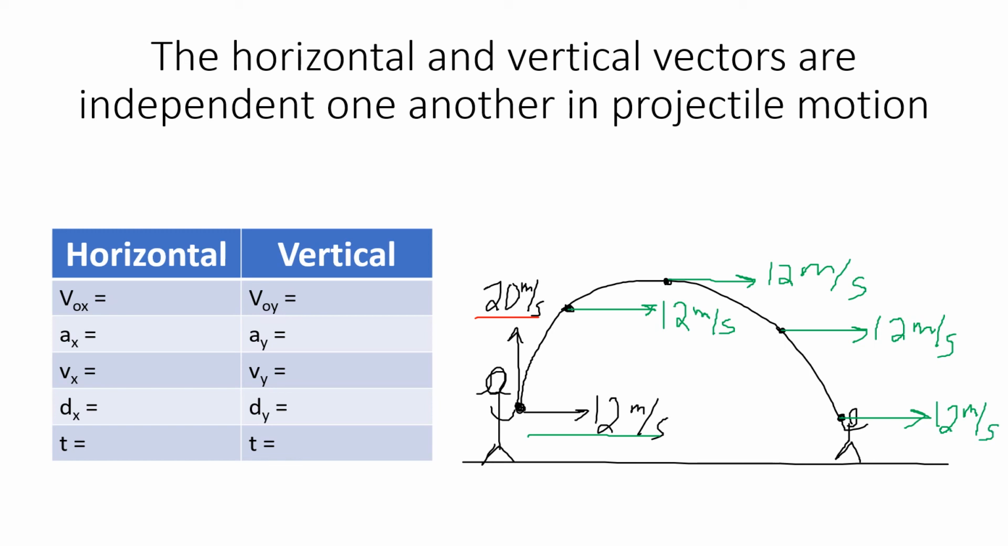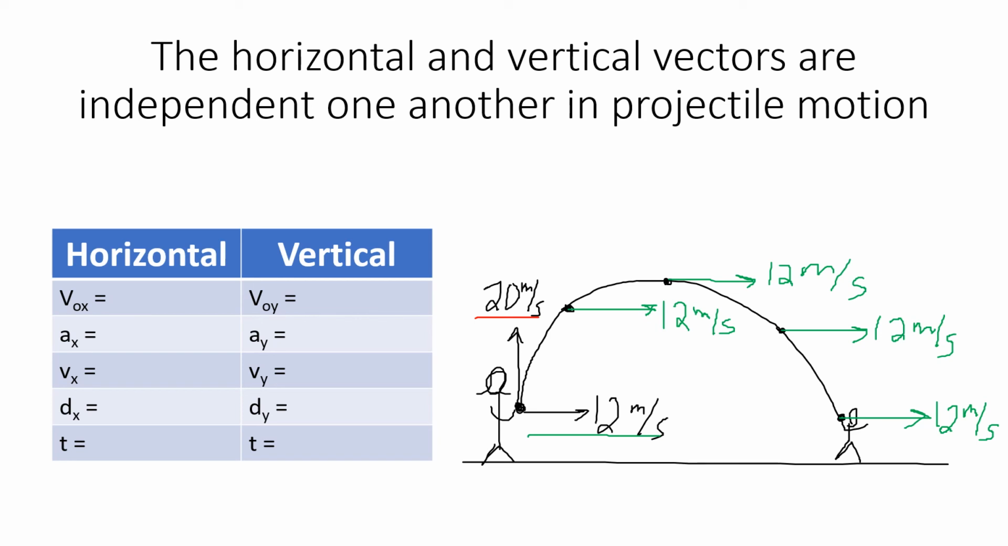But the vertical arrows do change. Now, why would the vertical arrows change when the horizontal arrows don't? Well, projectile motion is moving in two dimensions. Once in the air, the only thing pulling on it is gravity. Nothing's pulling it right, nothing's pulling it left. So it will have no acceleration on the horizontal axis.